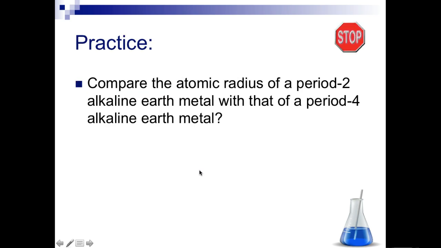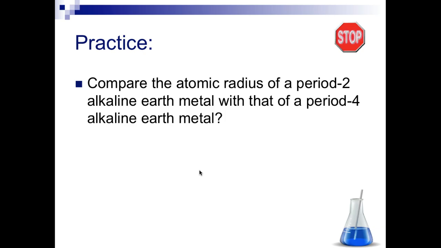All right, let's look at a practice. Compare the atomic radius of a period 2 alkaline earth metal with that of a period 4 alkaline earth metal. Pause the video, answer this question, and then unpause it to find out what the answer is.